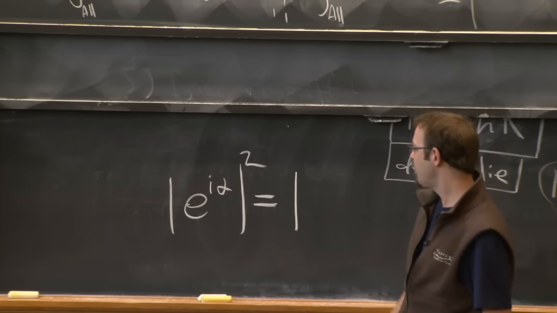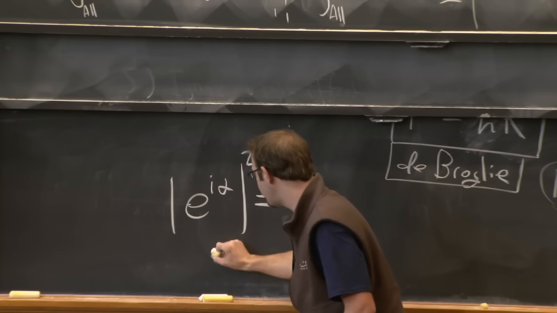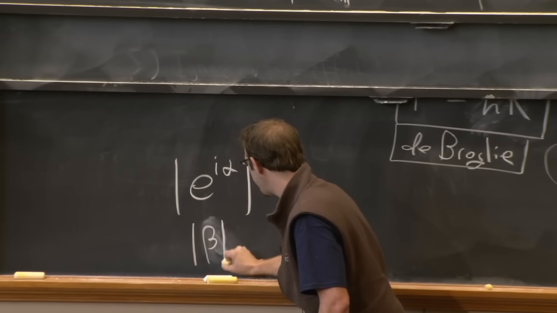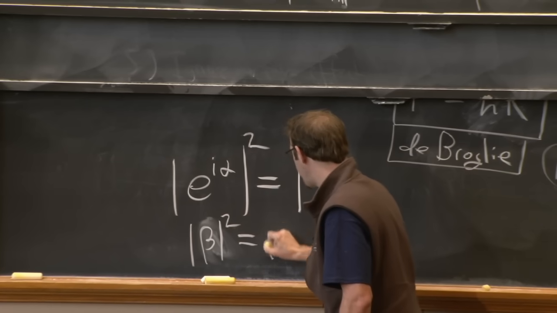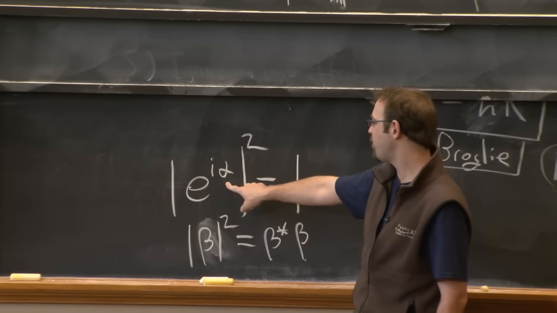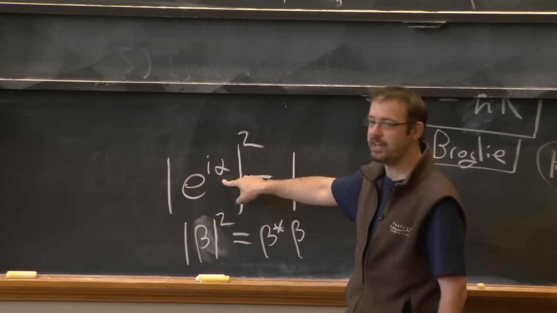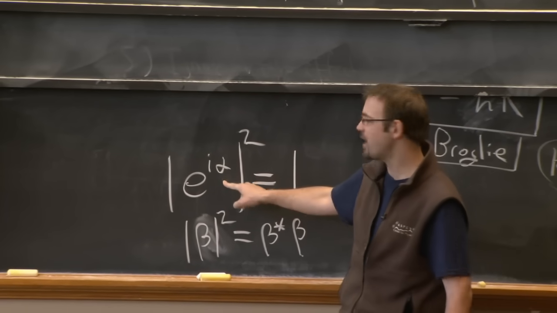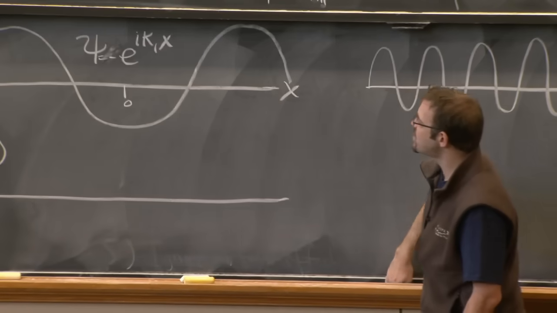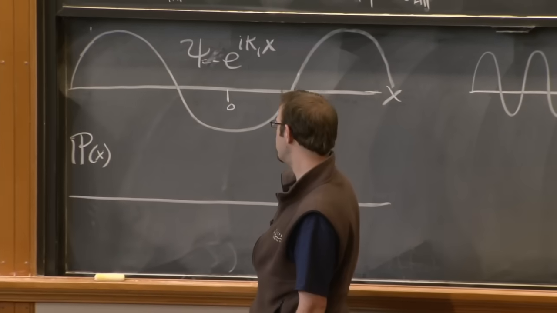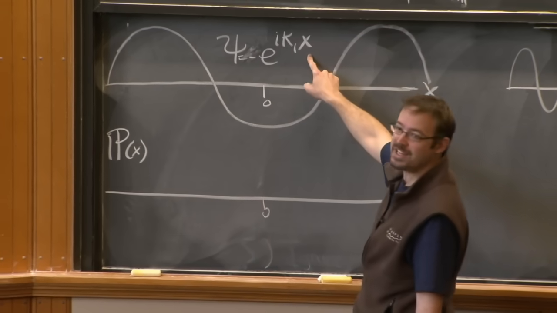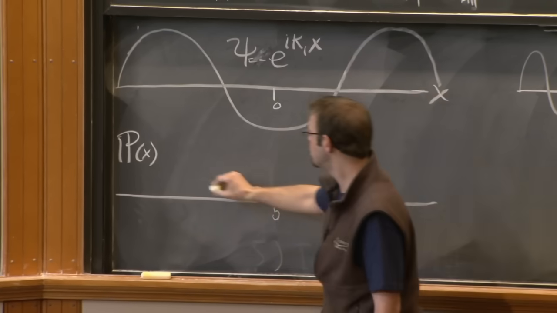Remember complex numbers. If we have a complex number beta, then beta squared is by definition beta's complex conjugate times beta. So e to the i alpha times its complex conjugate e to the minus i alpha, they cancel out. That's 1. So if this is the wave function, what's the probability distribution? Well, it's 1. It's independent of x.